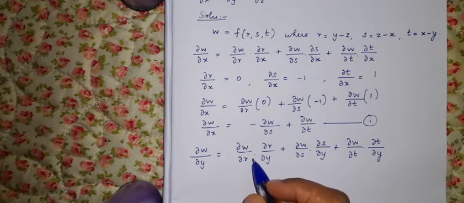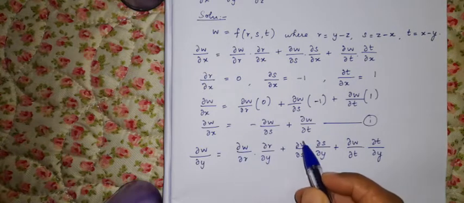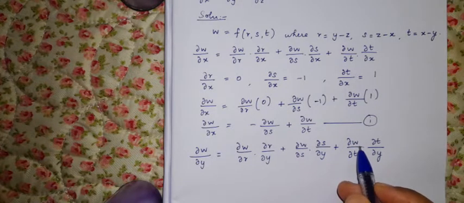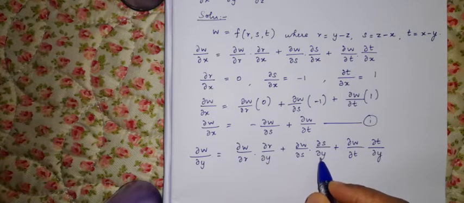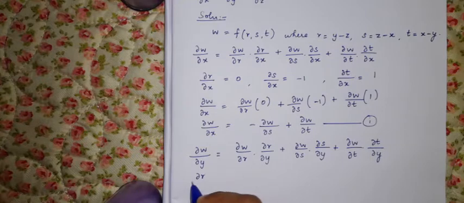You have to repeat the same procedure. You don't know what ∂w/∂r, ∂w/∂s and ∂w/∂t are, so keep these terms as such. Just find ∂r/∂y, ∂s/∂y and ∂t/∂y. Now what is ∂r/∂y?